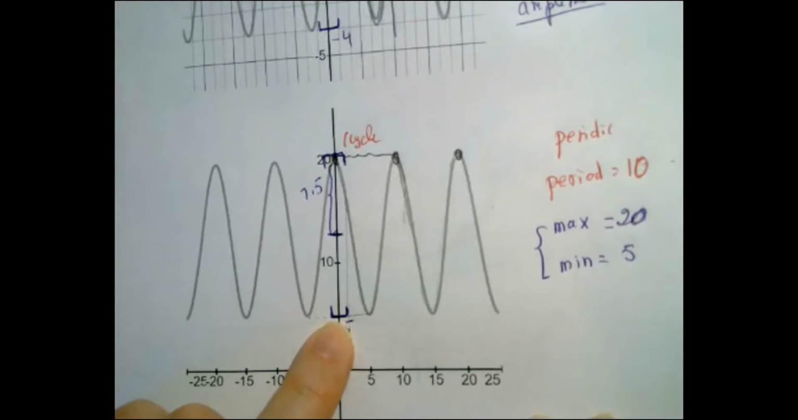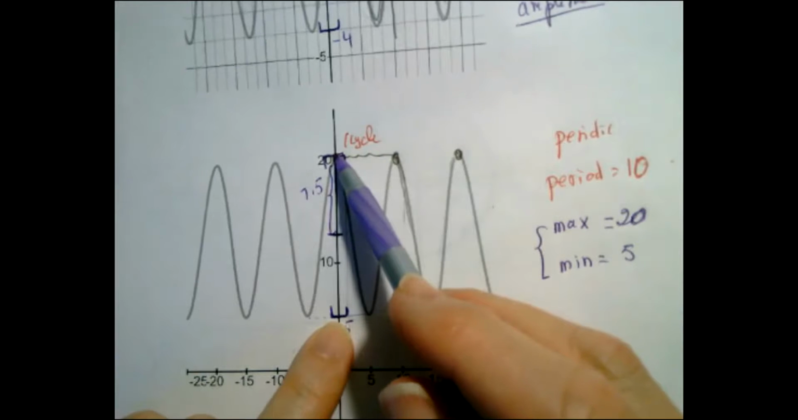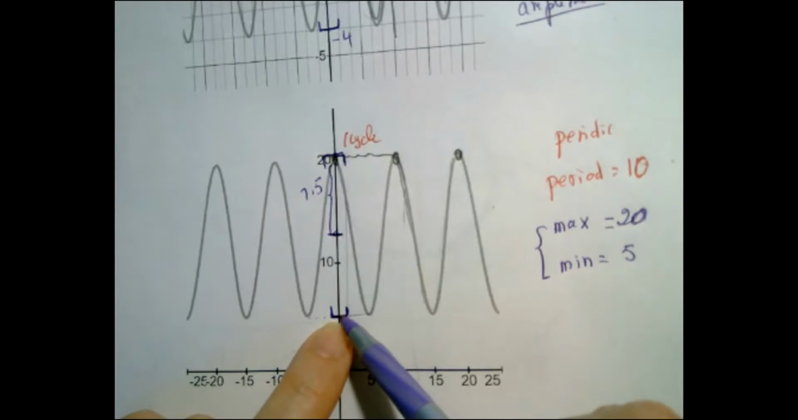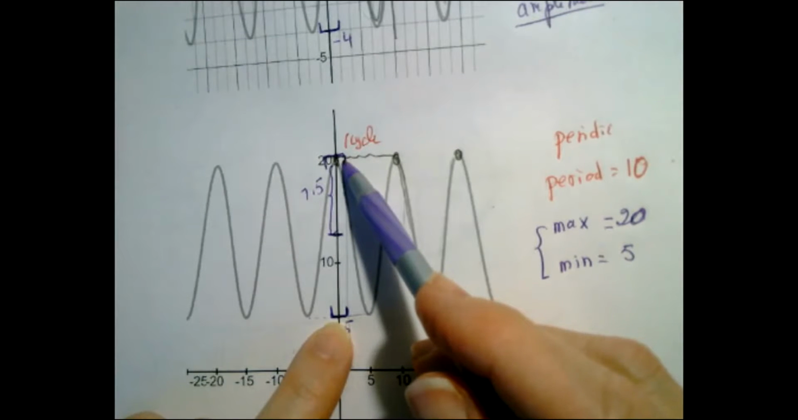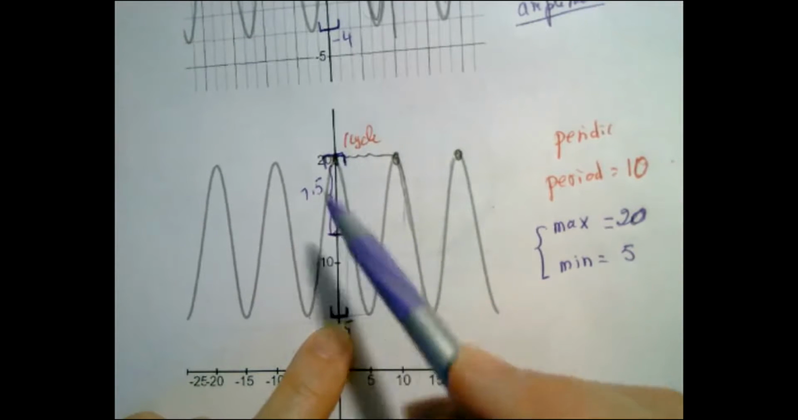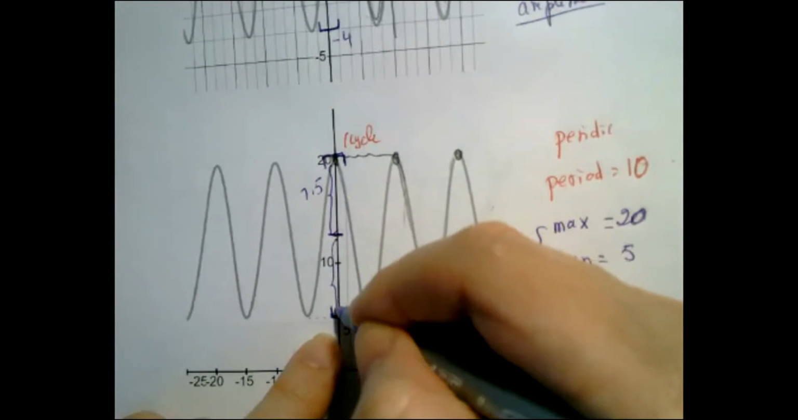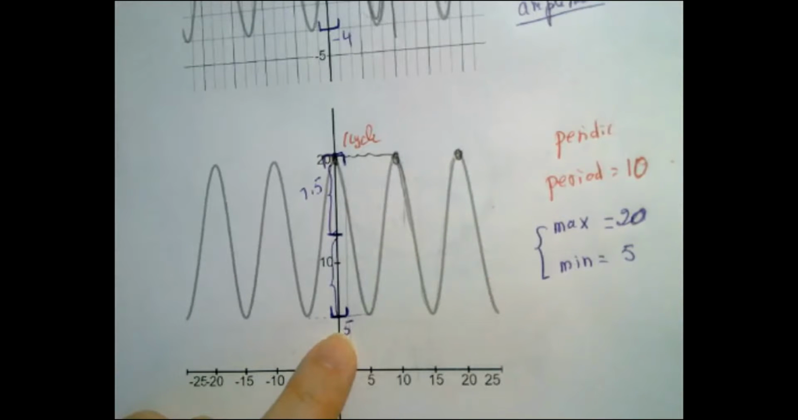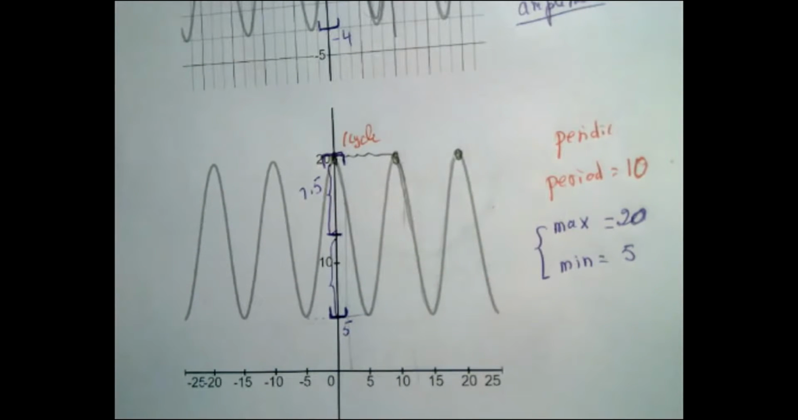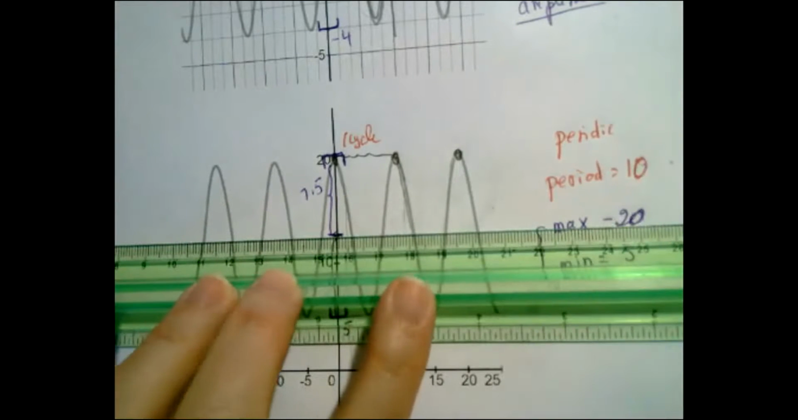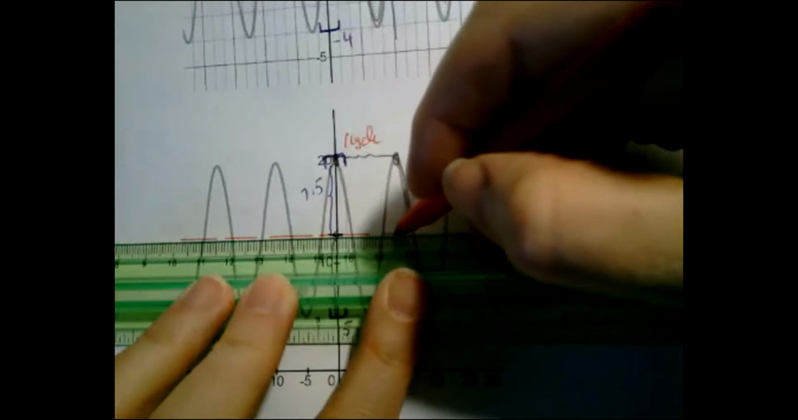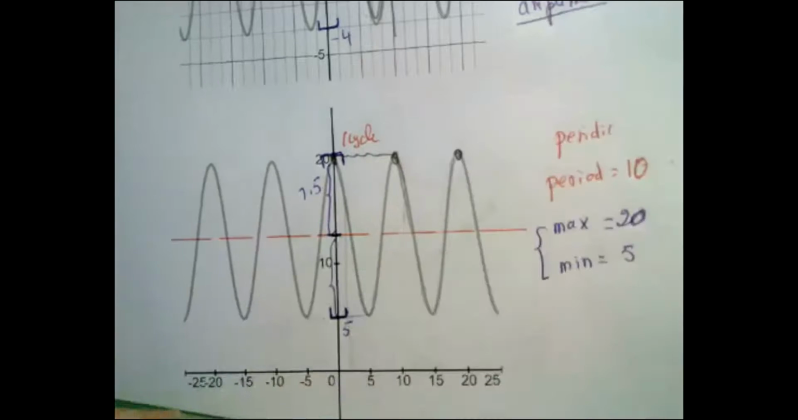Where did I get the 7.5 from? I took the max minus the min, which gives me 15, divided by 2, gives me 7.5. It means from here to here, that's 7.5, which is basically the amplitude. And this is 7.5. And the midline is this line right there. A lot of you can eyeball it, of course. So that's really the midline.